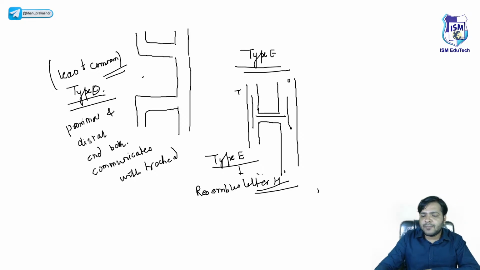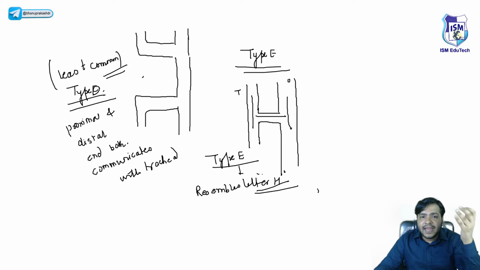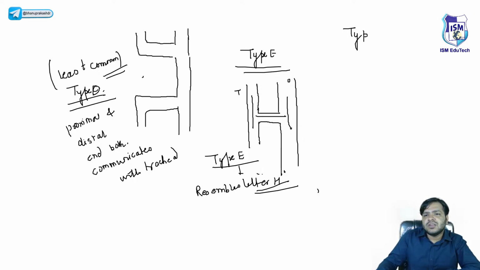अच्छा, अब मैंने आपको टाइप सी बताया, where the distal end communicates, टाइप बी में क्या है, proximal end communicate करेगा, टाइप डी क्या है, दोनों एंड सेपरेटली कम्युनिकेट करते हैं, और टाइप ई में क्या है, where both the ends communicate with a single opening, और अब टाइप ए आप लोगों को और ध्यान रखना है, type A when there is no communication guys, when there is no communication, right?